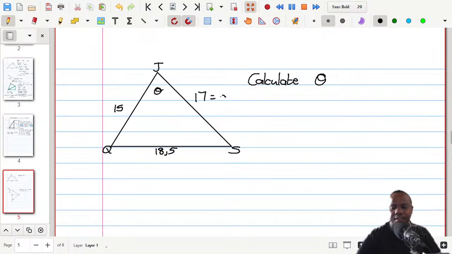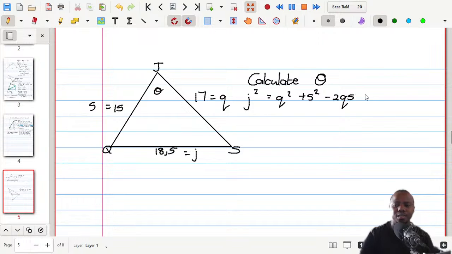Once again, let's label this to be Q. Let's label this to be S. Let's label this to be J. Now, you need to be very careful as to which formula you actually use and how you arrange your letters. Because J is the unknown angle, our formula must begin with J squared. This is going to be equal to Q squared plus S squared minus 2QS cos of J, like that.